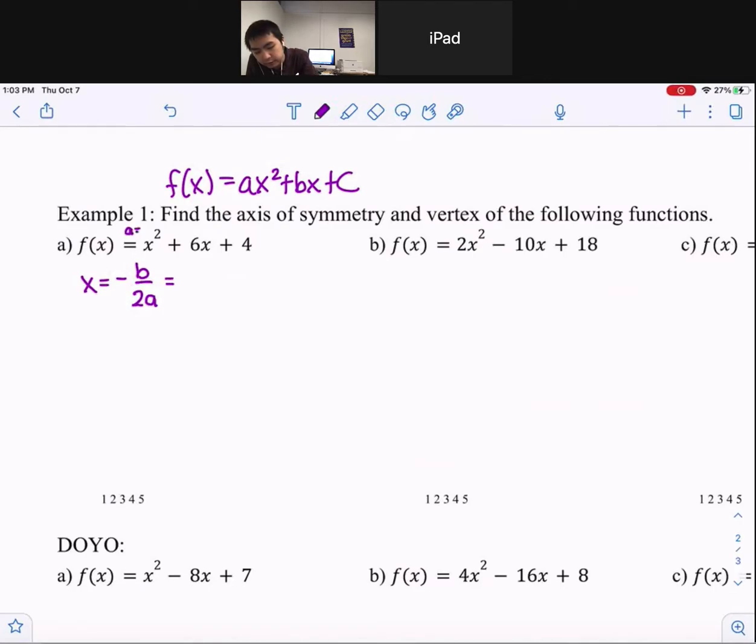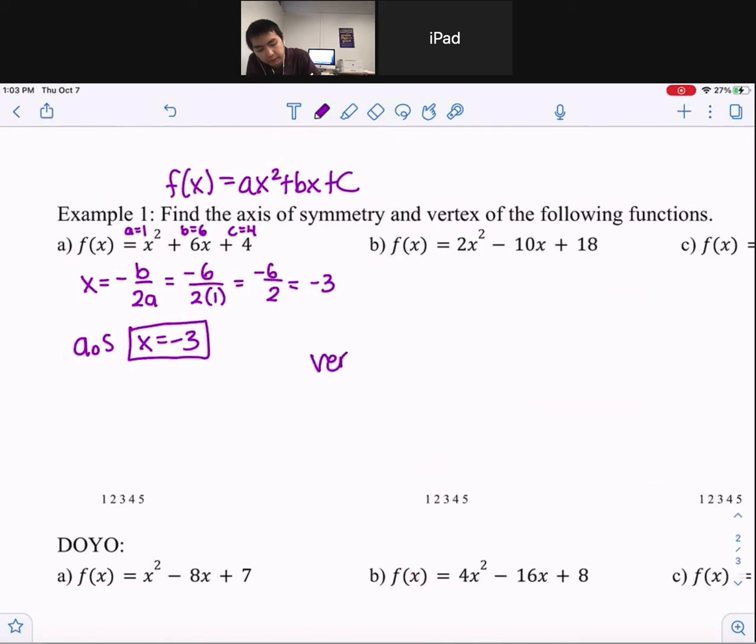Your a value for this one is 1. For b value, it's 6. For c value, it's 4. Negative of our b value, so it's negative 6 all over 2 times our a value, which is 1. Negative 6 over 2 times 1 is negative 6 over 2. Negative 6 divided by 2 is negative 3. So here is your axis of symmetry: x equals negative 3.